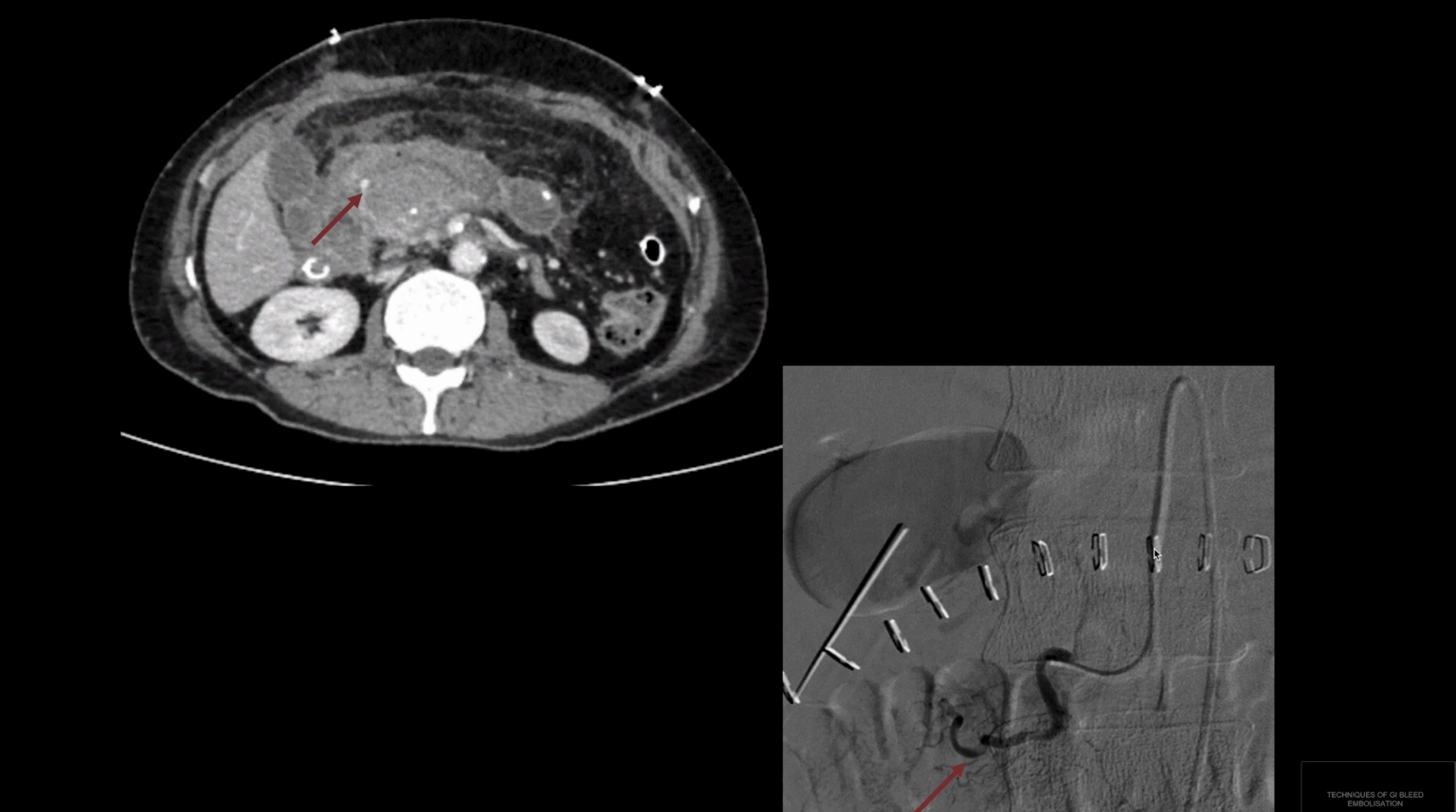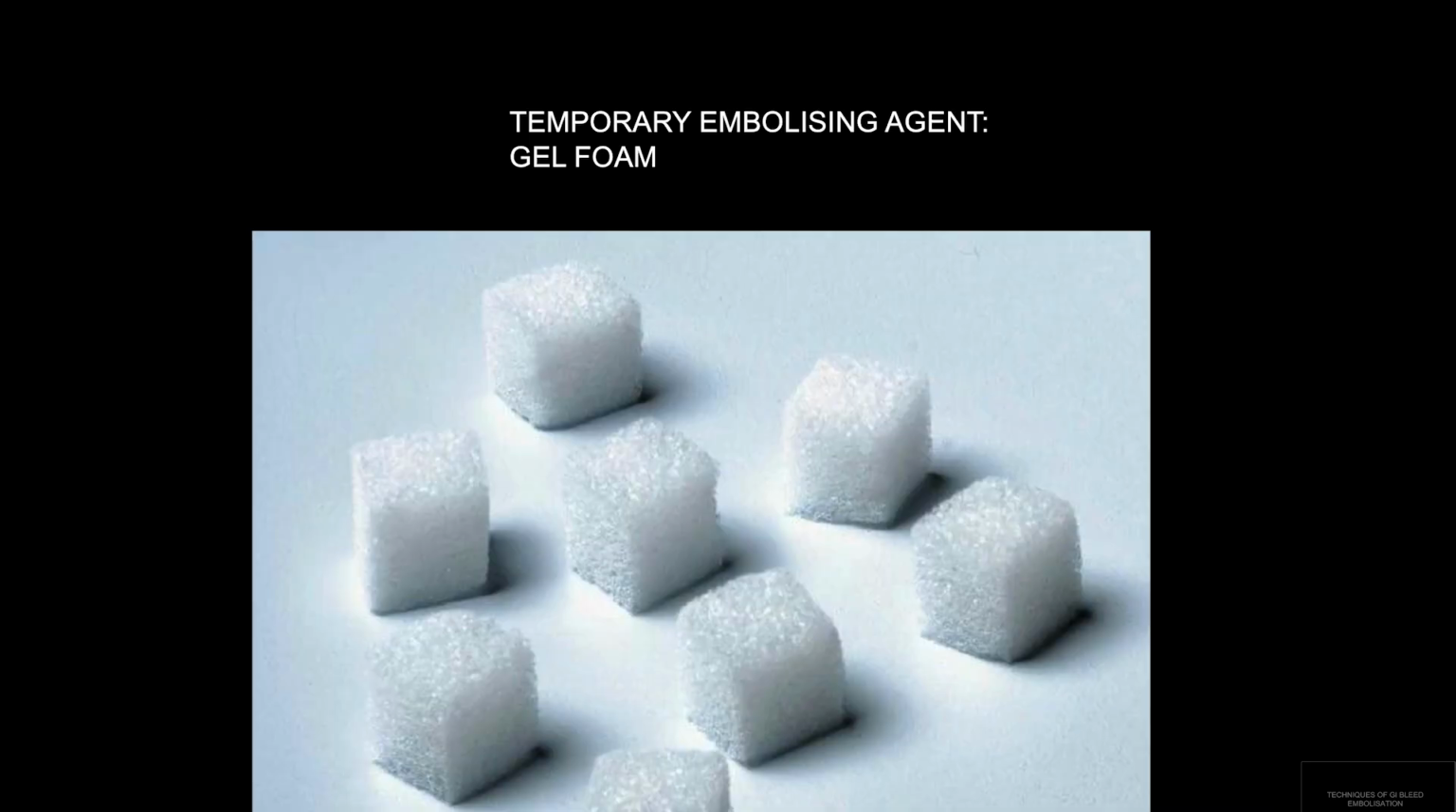This is a diagnostic catheter in the SMA, and this is the microcatheter, and this is the inferior pancreaticoduodenal artery. I couldn't see any pseudoaneurysm arising from the IPDA, so I was skeptical. I was thinking what to do.